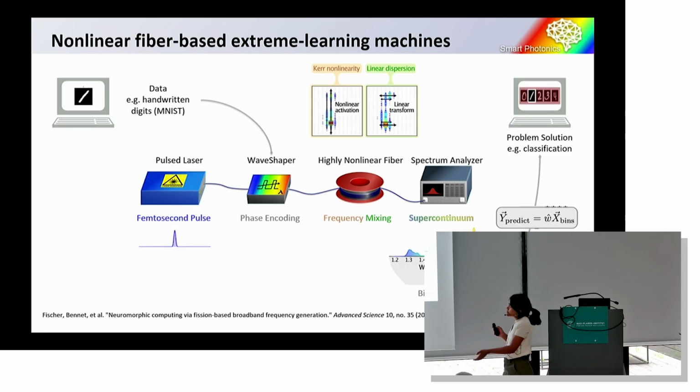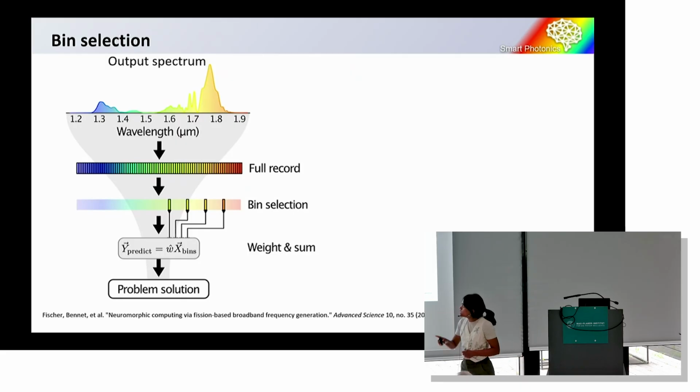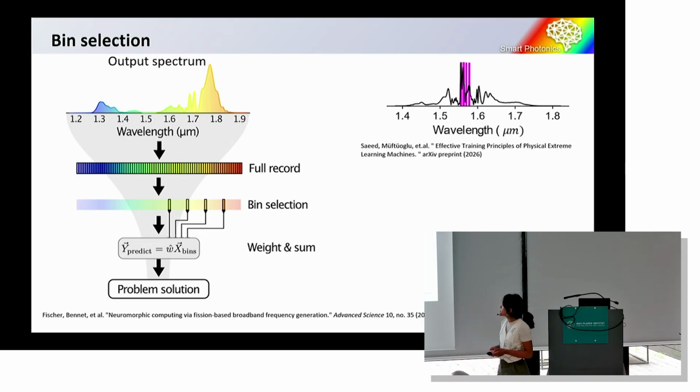Now, this is an extreme learning machine because we train only at the output layer, which is the supercontinuum. So let's take a look at that. We have intensities spread across wavelengths, and the first thing we do is select the wavelengths that are relevant. Then this goes into the linear regression, where it's weighted and summed, and you get the solution. There are different ways you can do the bin selection. You can base it on statistics, so you can do variance filtering, for example. There are also different groups that have done, for example, principal component analysis to select the appropriate wavelengths.